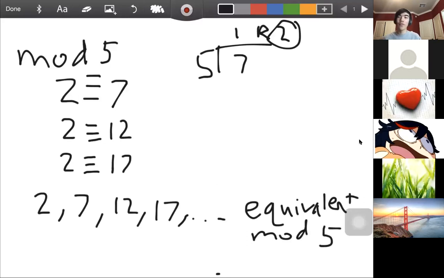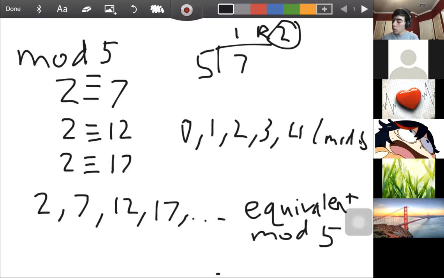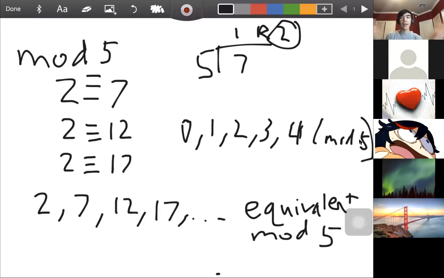So in mod 5, you really only have 5 different numbers: 0, 1, 2, 3, 4. These 5 numbers are all different from each other. But every single other integer is equivalent to one of these 5 numbers. So you essentially take all the integers and condense them down to 5. And some of you may be wondering, why is this useful? Why would we do this? There are a lot of very important reasons why we would like to look at modular arithmetic.